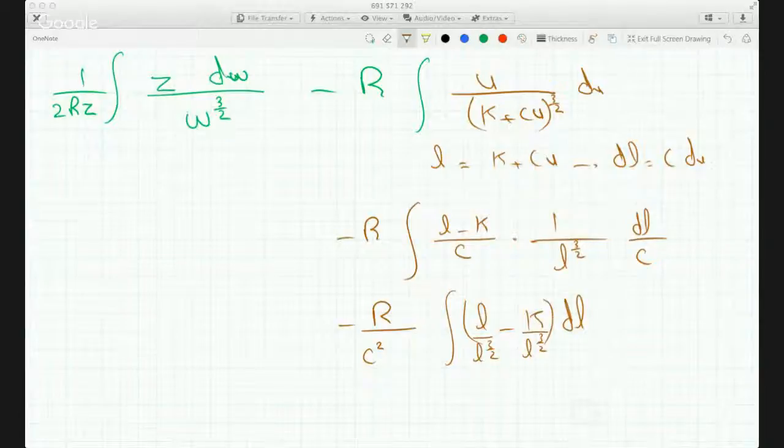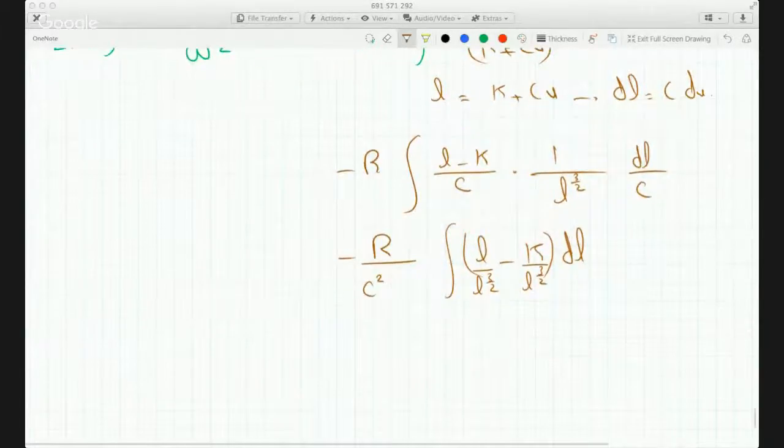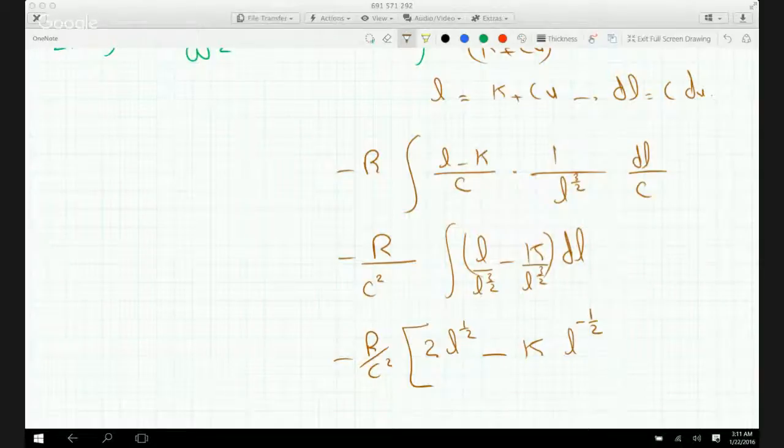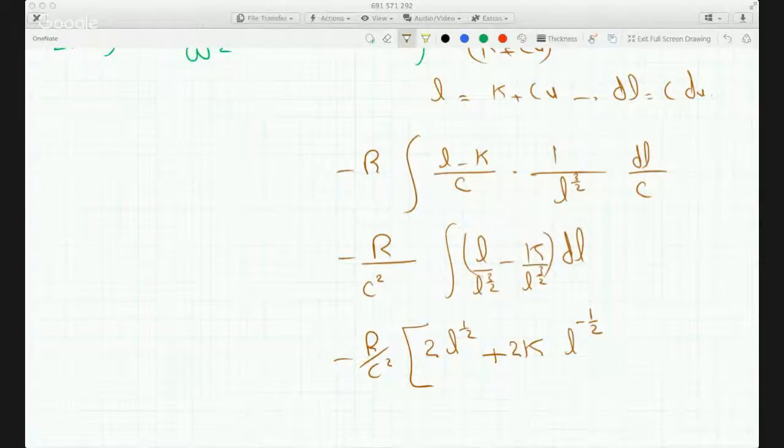Okay, now straightforward. So minus r over c squared. The first one is L to the minus half. So it becomes L to the half times 2, right? Minus K minus 3 halves, add 1, becomes L to the minus half divided by minus half or multiplied by negative 2. So this becomes plus 2. Here we go.